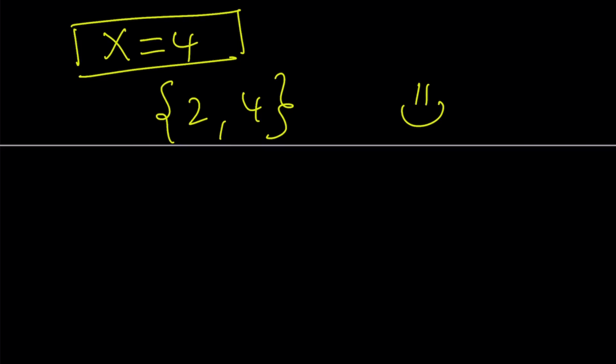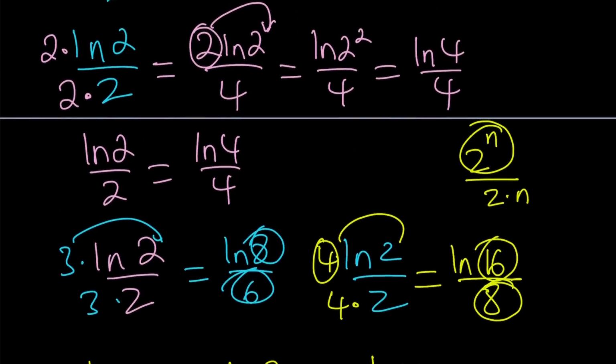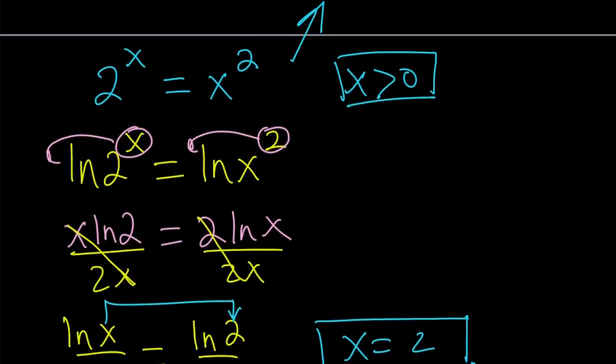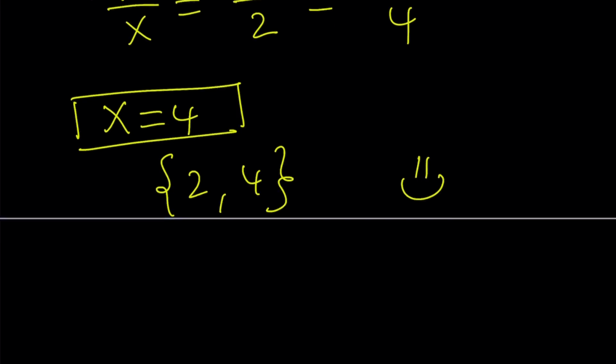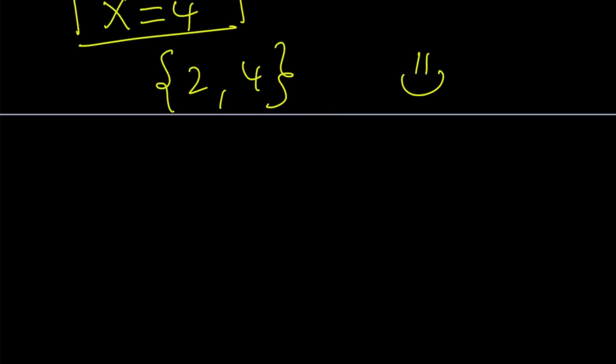Don't get me wrong, we're not using 2 to the power x equals x squared, because that's going to give you a different scenario, and you'll see it in the other video. Rather, we're going to be using the original equation, 2 to the power x over 2 equals x.